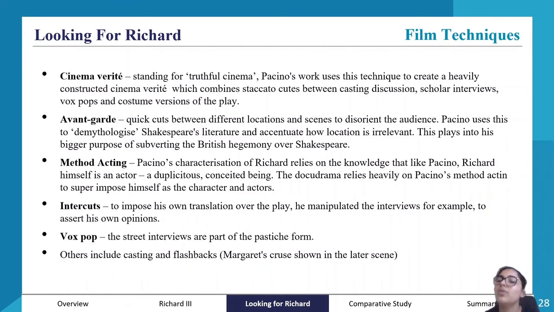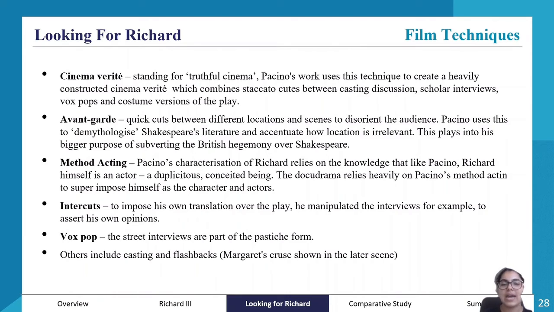Then we have method acting, so that's Pacino's characterization of Richard, and that relies on the knowledge that, like Pacino, Richard is an actor, and that's why, again, you can say that Pacino dons Richard's hat so well. It's because Pacino knows that Richard is an actor, that he's acting, it's all bluff. He's not actually, like, the Anne scene, right? The wooing of Anne scene, you could clearly see how he breaks it down for the audience first. He's like, this guy's an actor. He's going to get Anne to fall into his trap, right?